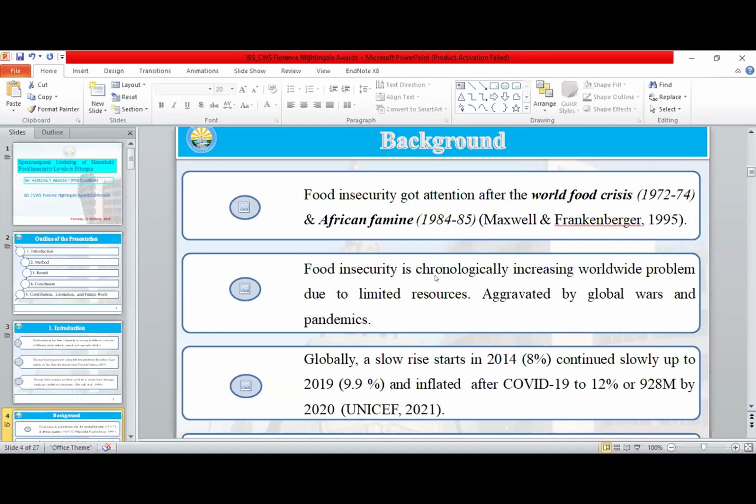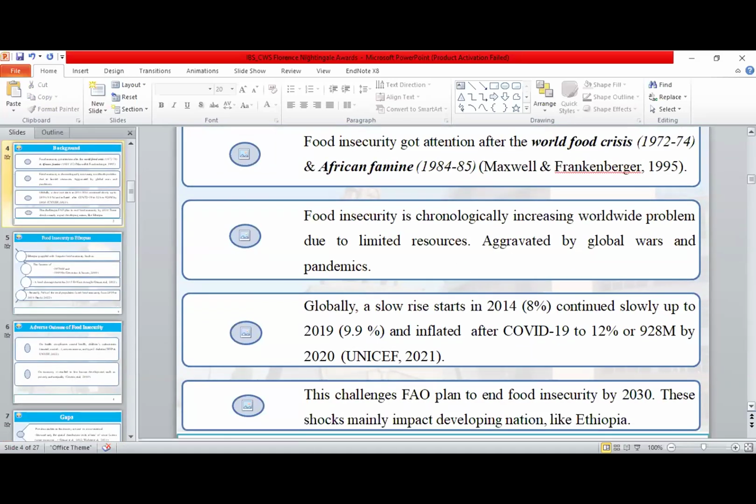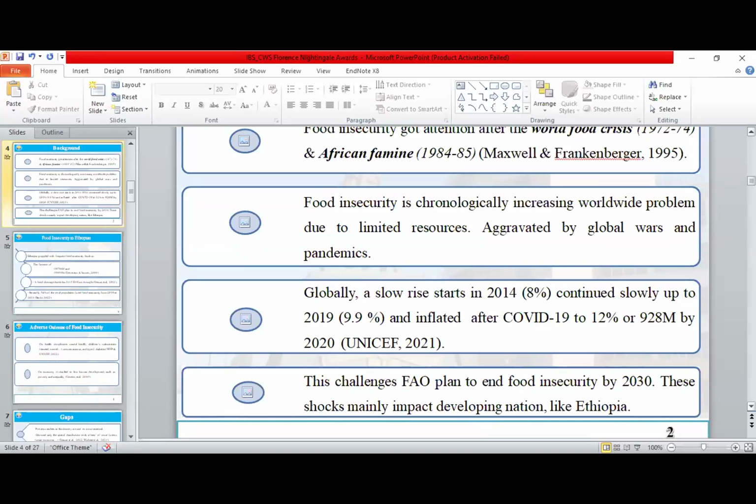Globally, a slow rise starts in 2014 with 8% and continued slowly up to 2019, when it reaches 9.9%, but it inflated after COVID-19 to 12% by 2020, as UNICEF reports. This challenges the FAO plan to end food insecurity by 2030, and these shocks mainly impact developing nations like Ethiopia.